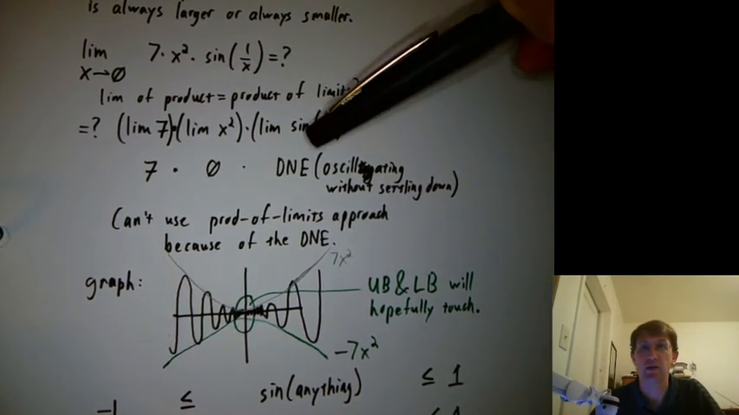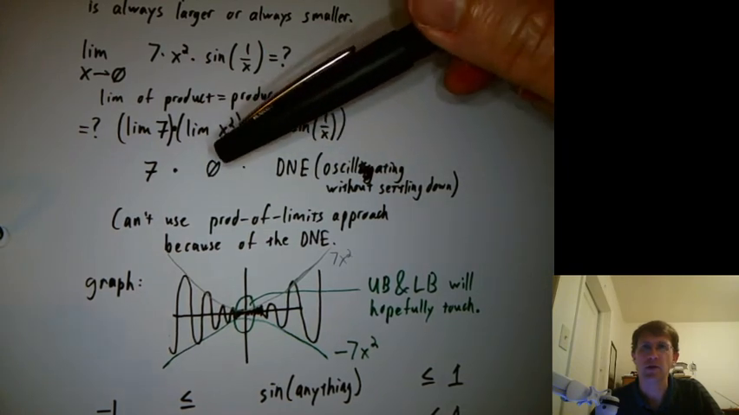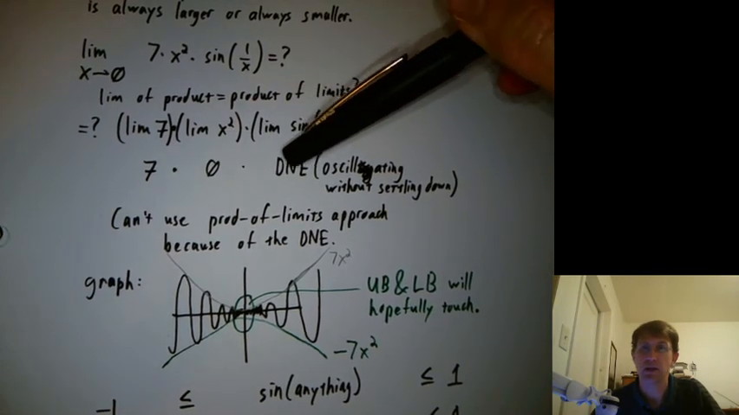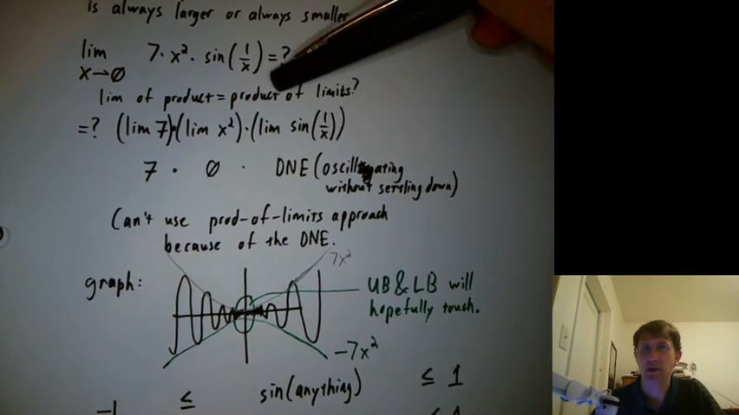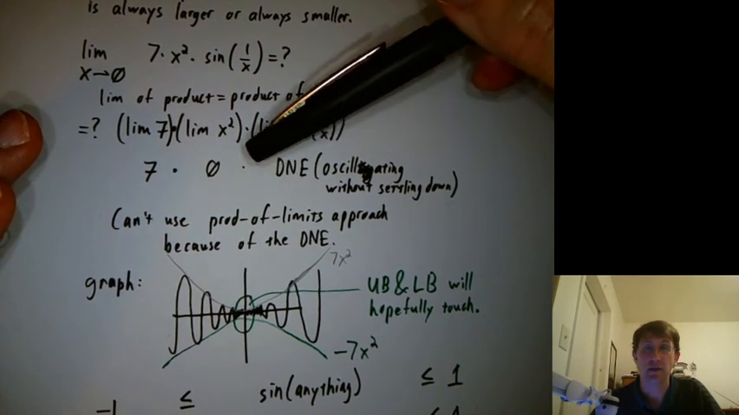Back up here, we said you can't use the rule that the limit of a product is the product of the limits, because that's only true when they all exist. Here we weren't sure: is 0 times DNE equal to 0, or is 0 times DNE equal to DNE? In some sense we shouldn't even be asking because we can't use that rule, but in this case it turned out the answer was 0.